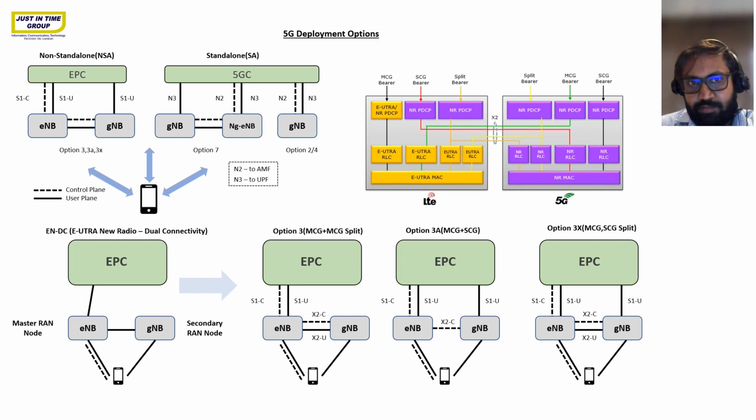And so for the MCG bearer, the termination of the packet processing stream will happen at the eNB MAC only. That means the master node. For the SCG split bearer, you will do the NR PDCP processing at the secondary node, and then some part of it will go to the 5G gNodeB, and the other part will go to the eNB MAC layer. So that's why it is option 3X, and this is the most popular way of deploying 5G in a non-standalone mode.